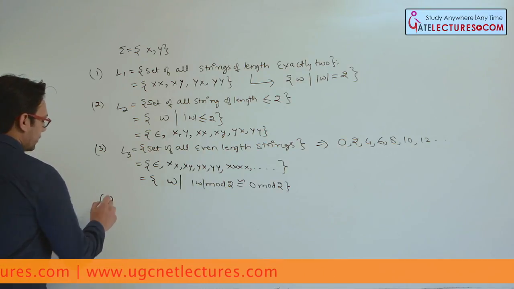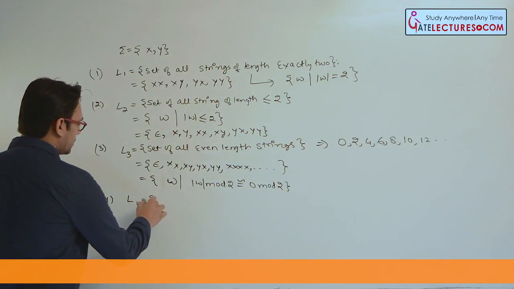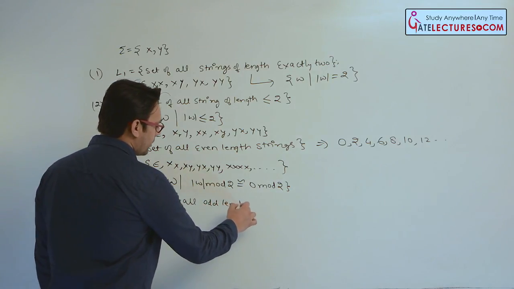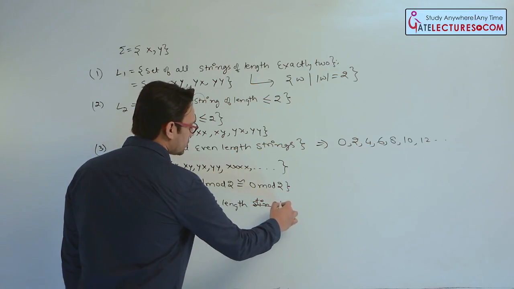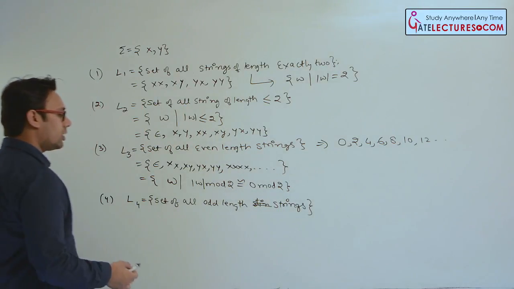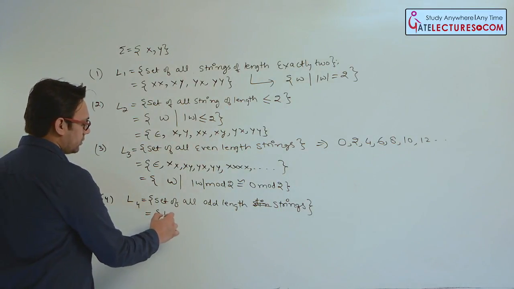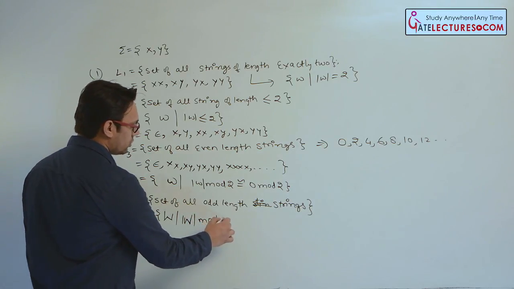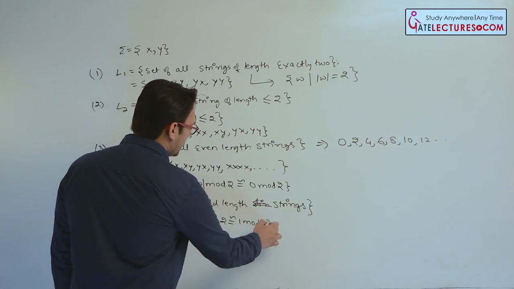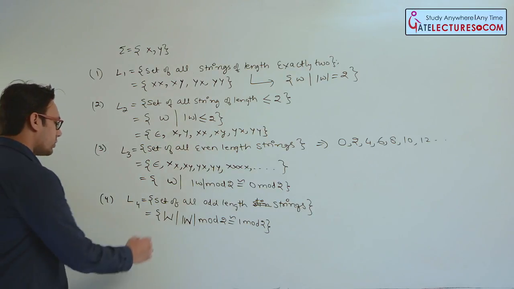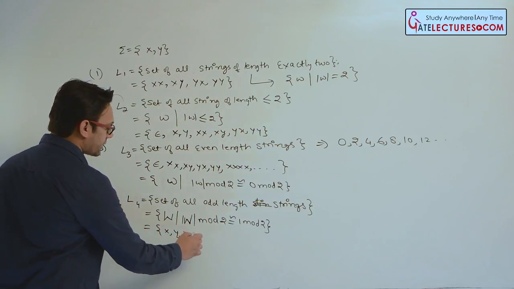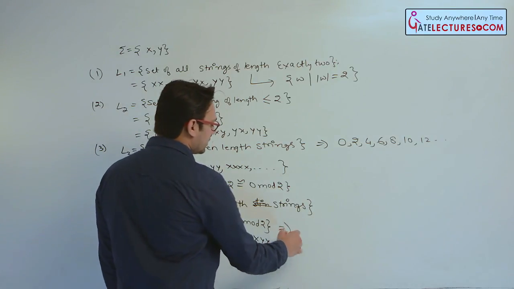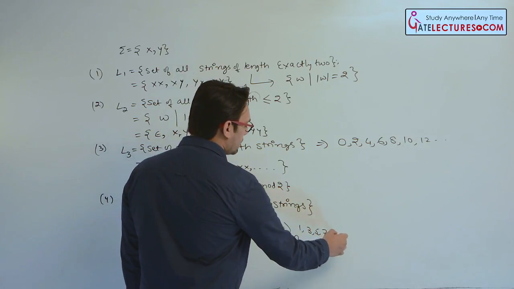Fine. Now let us say we have one more example, one more language. Let us say the language L4 is the set of all odd length strings. This can also be written like this: W such that length of W mod 2 is congruent to 1 mod 2. So what are the strings which will be present here? It will be x, y, xxx, xxy, xyx, xyy, and so on. That means strings will be of length 1, 3, 5, 7, 9, and so on.